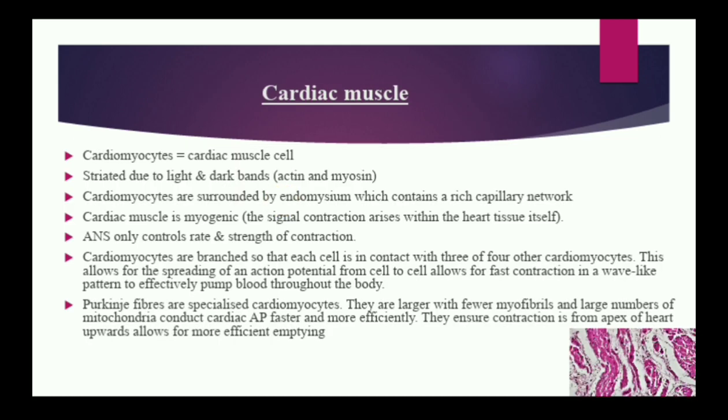Moving on to cardiac muscles, cardiomyocytes is equal to cardiac muscle cell, striated due to light and dark bands, that is actin and myosin. Cardiomyocytes are surrounded by endomysium, which contains a rich capillary network. Cardiac muscle is myogenic. The signal for contraction arises within the heart tissue itself. ANS only controls rate and strength of contraction.